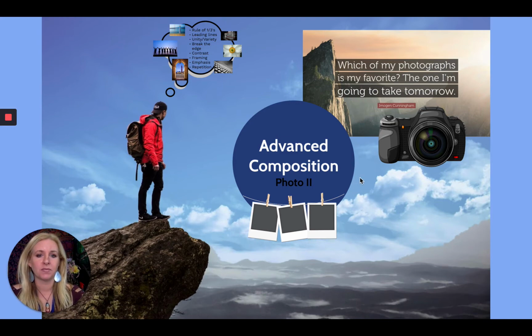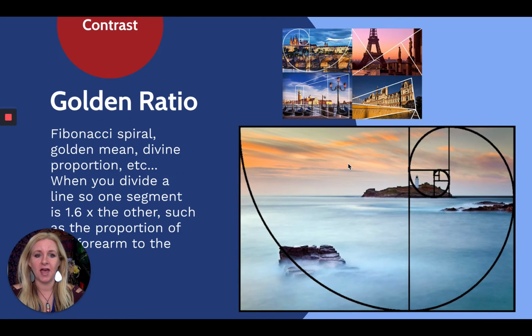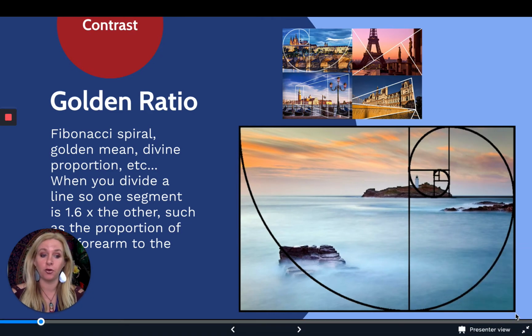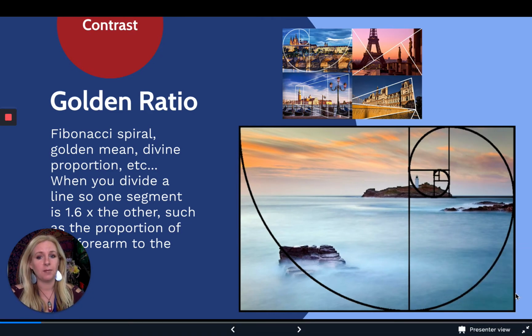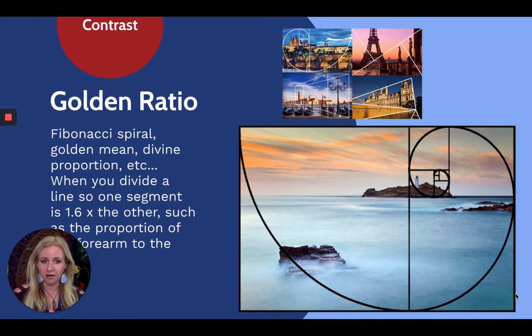So the first one that you might have heard about before is called the golden ratio. This is also known as the Fibonacci spiral, a golden mean, divine proportion. These are all names for the same concept, that if you take a line and divide it into two pieces, one piece being 1.6 times the other, this is equivalent to, say, the proportion of your forearm to your bicep. So your forearm is 1.6 times the length of your bicep.